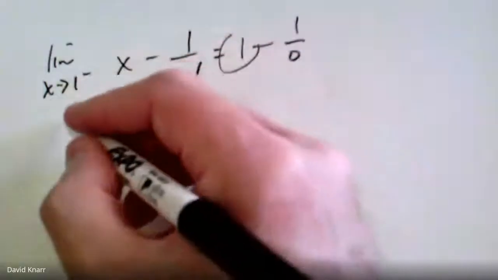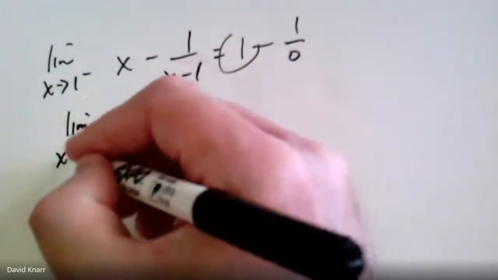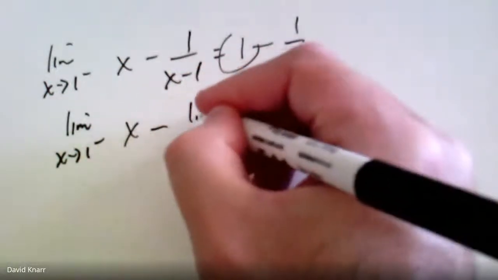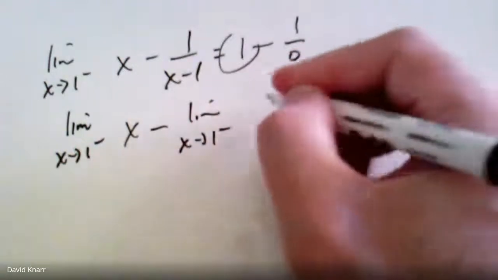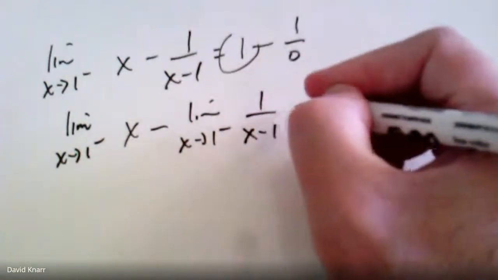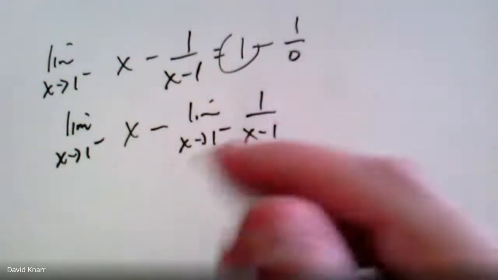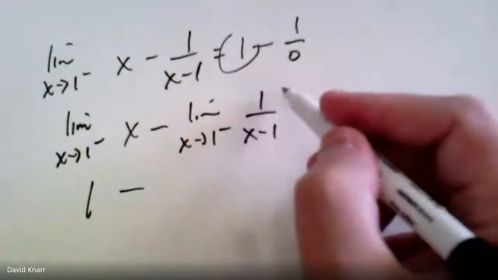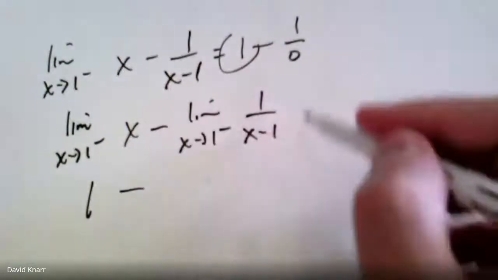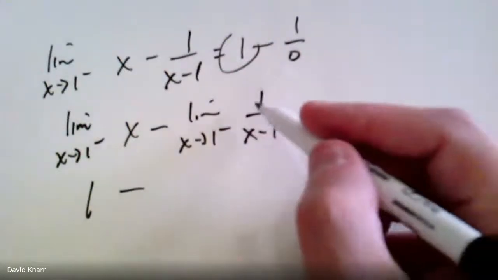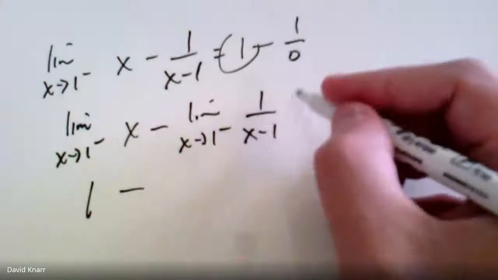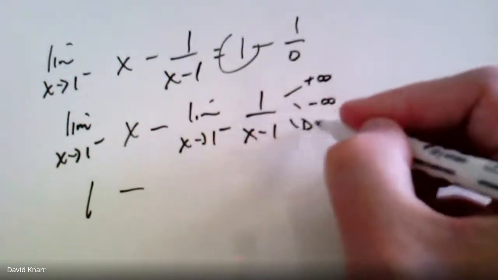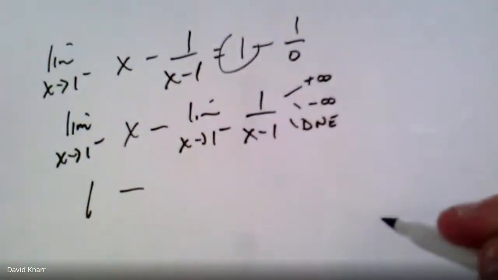Now, what the limit laws allow me to do, obviously, is to separate the two. So I could write the limit as x goes to 1 from the left of x minus the limit as x goes to 1 from the left of 1 over x minus 1, and calculate each one of them separately. This limit is 1. Minus, I'd have to calculate this limit. The second limit gives me 1 over 0. It's either going to positive infinity, negative infinity, or the limit doesn't exist. I have to figure out which one.